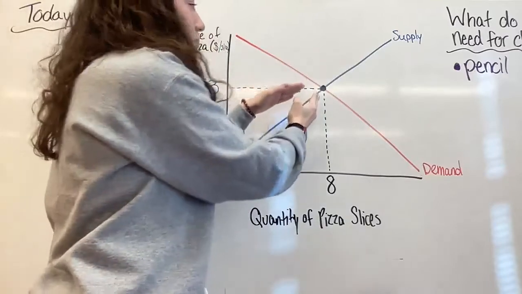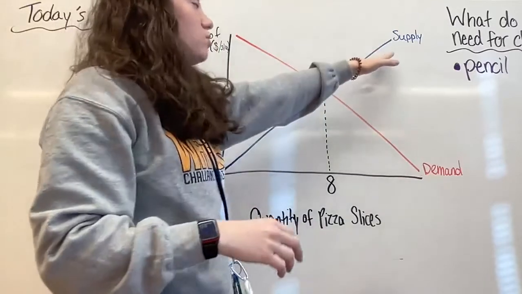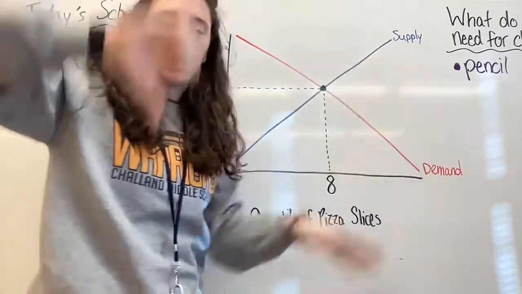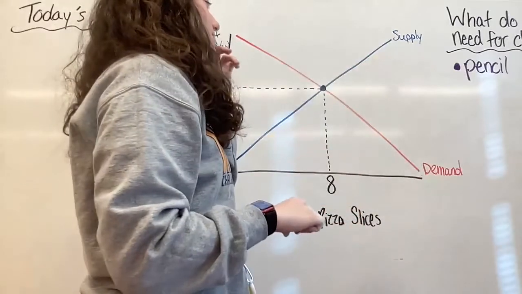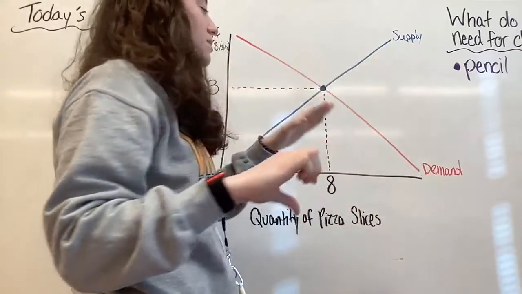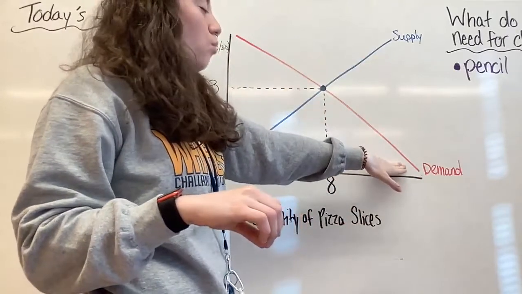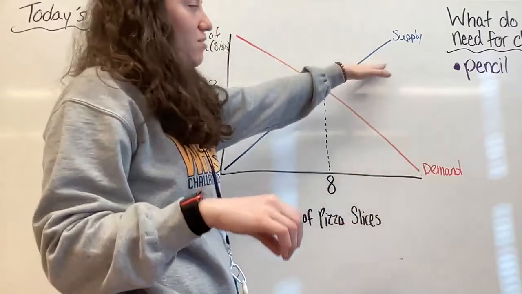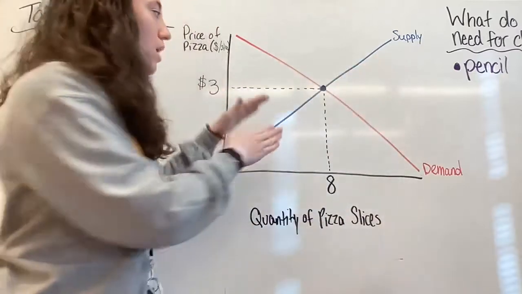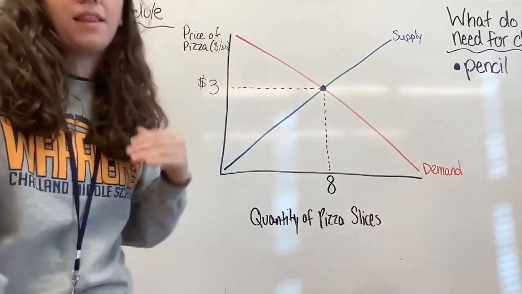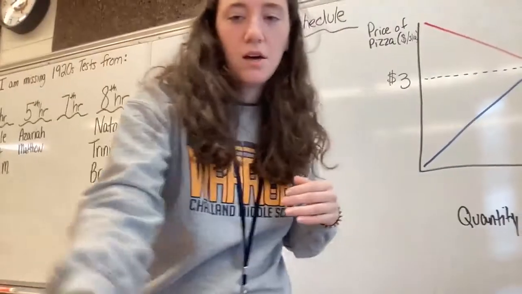So you want an equal of both, because if you have too much pizza, the price is going to go down, and if you have a lot of people wanting pizza but not enough pizza, the price is going to go up. So you want an equilibrium, and that ties into the Depression pretty well.